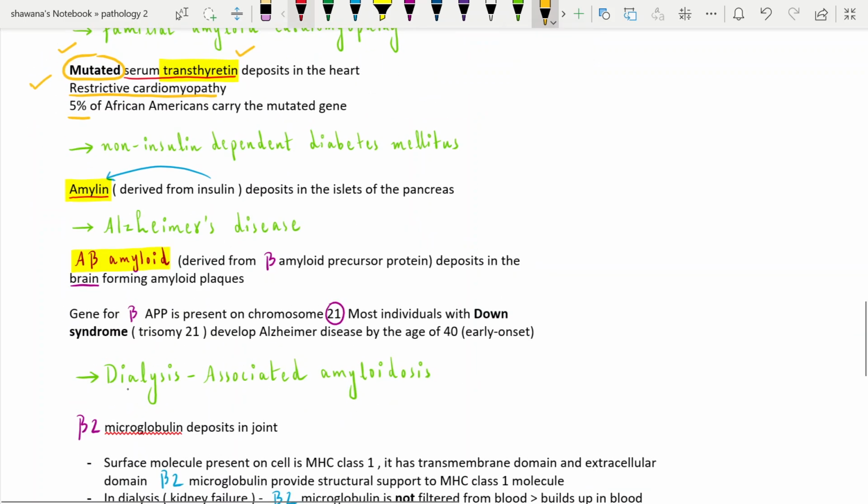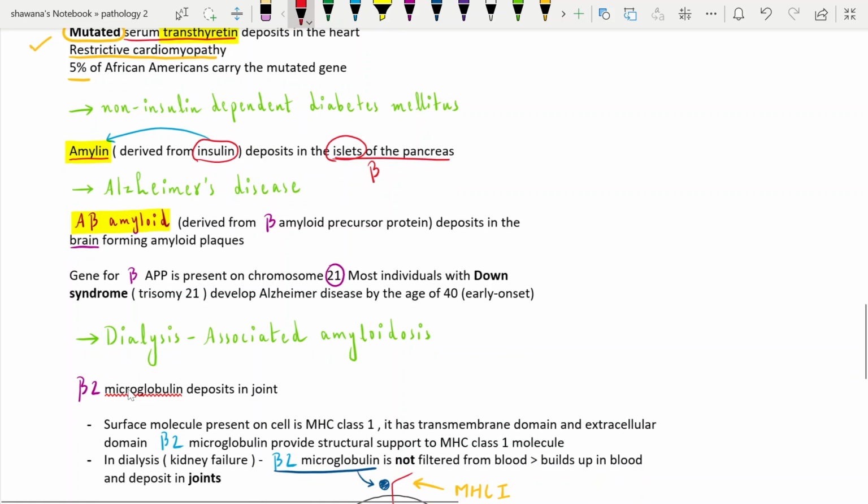The third is diabetes type 2. It's non-insulin dependent diabetes mellitus. As you know, in non-insulin dependent diabetes mellitus, the islets of the pancreas are still producing insulin. The beta cells of the pancreas are producing the insulin. The insulin level goes high, and from that insulin a protein is produced known as amylin, and amylin is deposited in these islets of the pancreas.